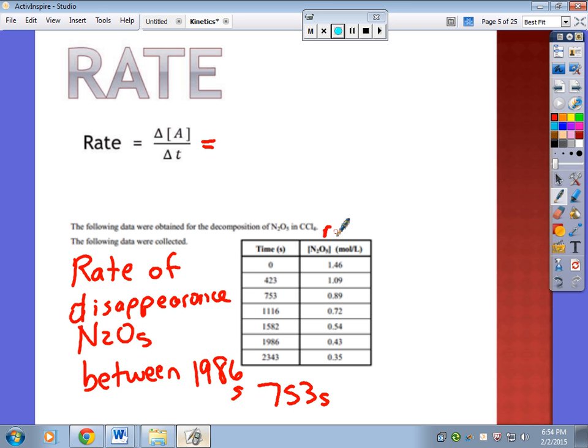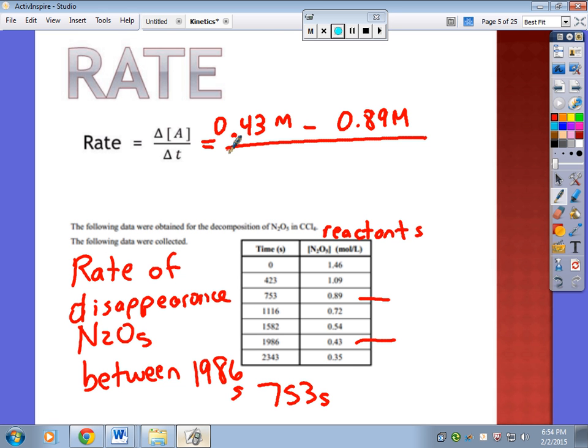Okay, typically reactants are here. So how do you do this? Well, it's change in concentration over change in time. So my concentration here, I don't know if you can read it really well, is 0.43, and that's molarity, moles per liter, minus, right here, it's 0.89, I can put a 0 out front, molarity. That's my change in concentration, over my change in time. Remember, this is final minus initial, isn't it? That's how you find things, okay? Except for bond energy. So this is seconds, and this is 753 seconds.